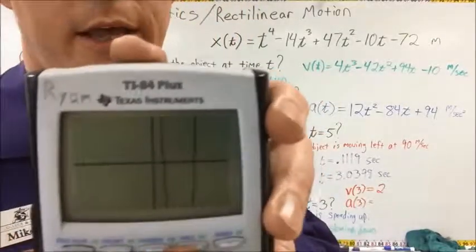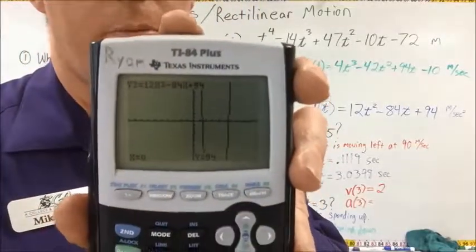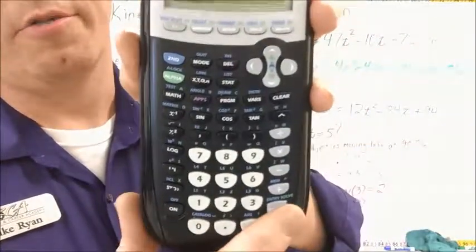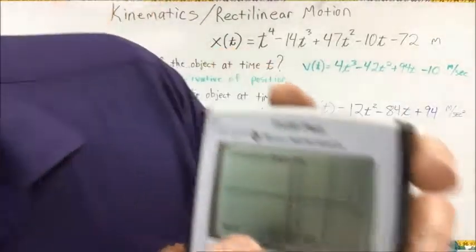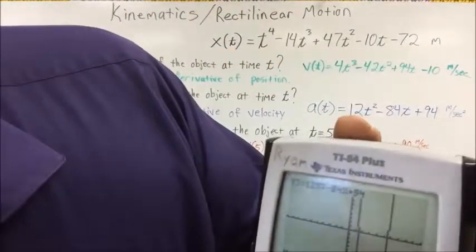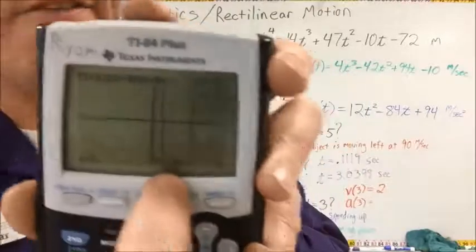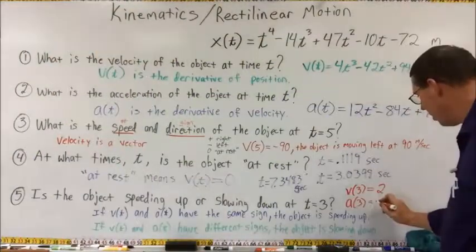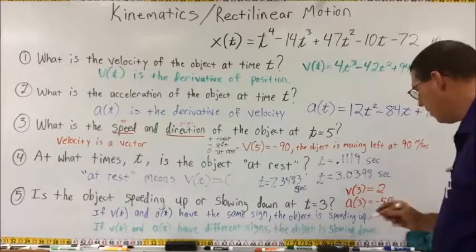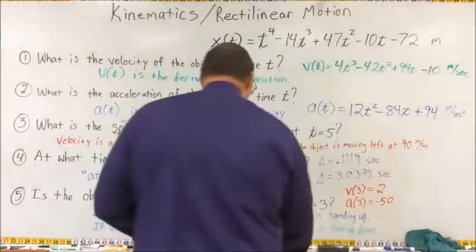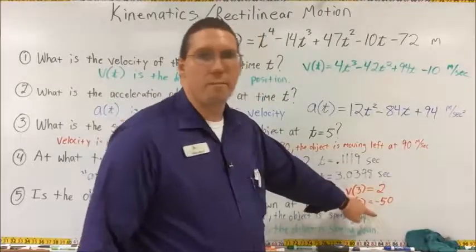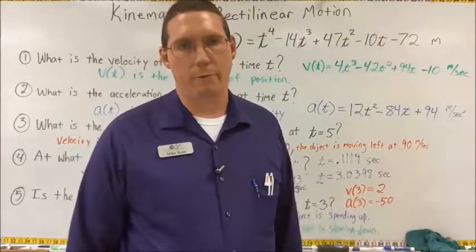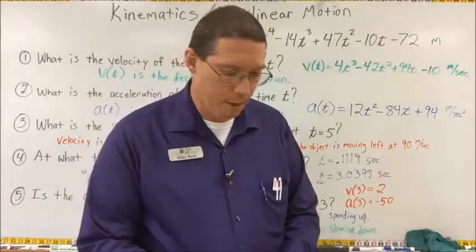Good. And now we're going to hit trace, and we're going to press 3. I'm going to key in 3, enter over here, and it says that at time 3, the output is negative 50. So that means acceleration at time 3 is negative 50. And because one of them is positive and one of them is negative, at time 3, this object is slowing down.